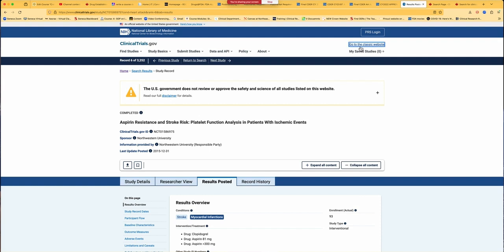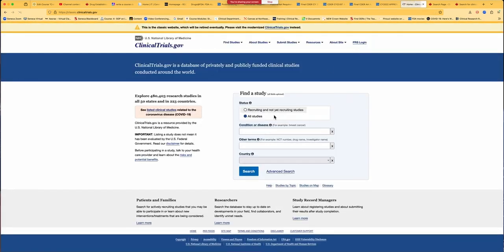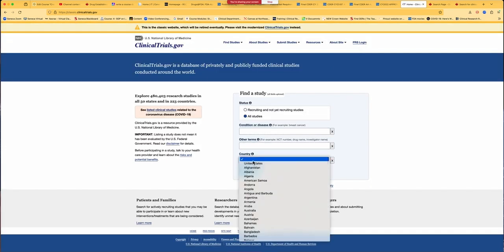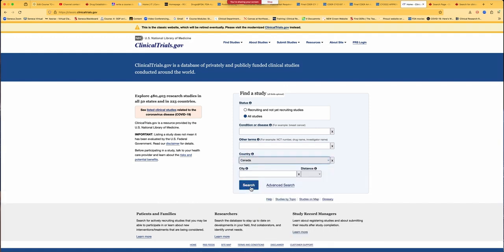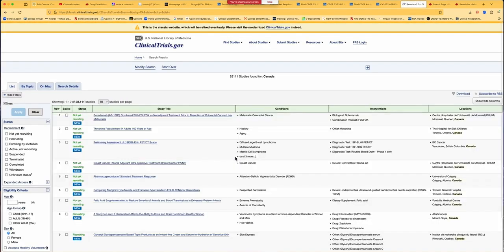And then let me tell you why I chose that. Which is because, I can just put Canada, for example. Here in the search engine that we have, I'm just going to search for Canada, and it tells me that actually we have 28,118 studies in Canada. Some are terminated, some are completed, some are suspended, some are enrolling by invitation, they may be recruiting, they may not yet be recruiting, they may have an unknown status, or they are withdrawn. So all of these different studies are here.